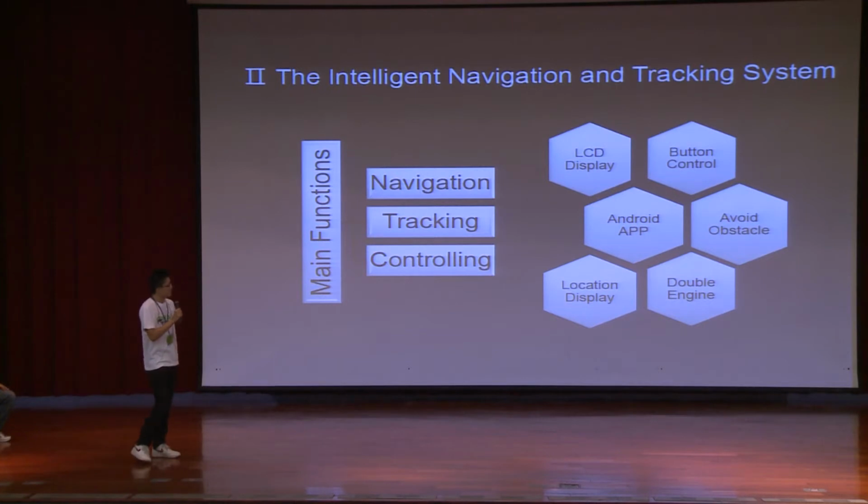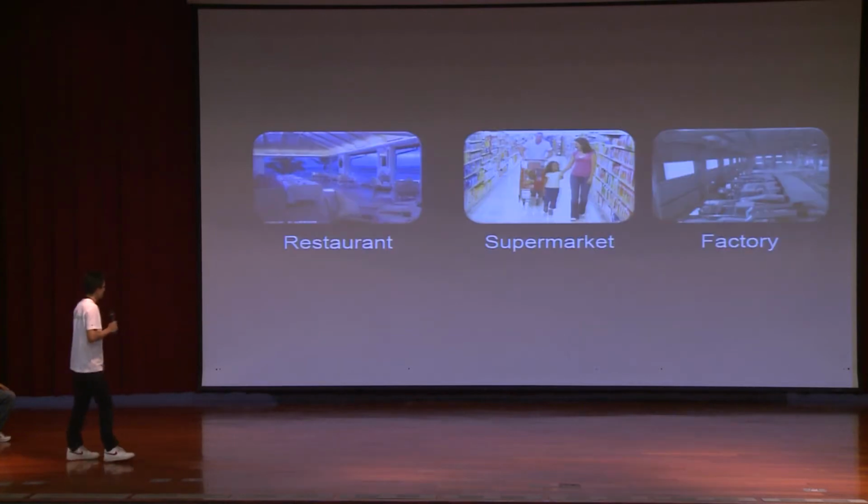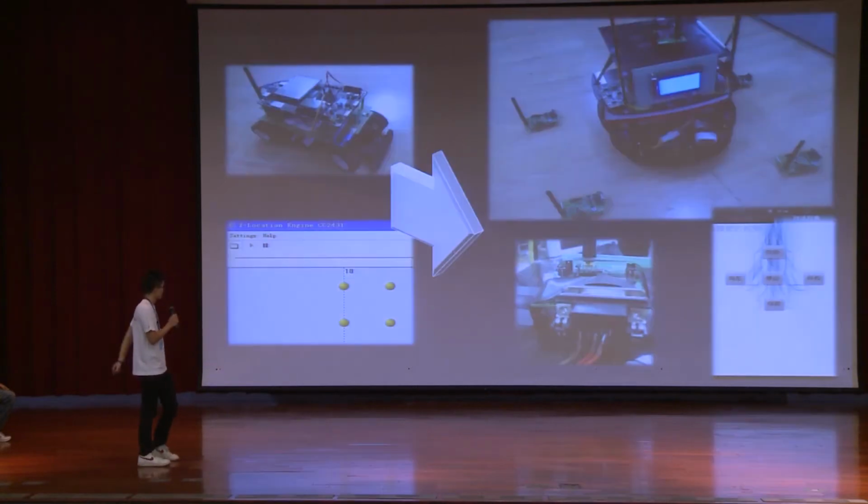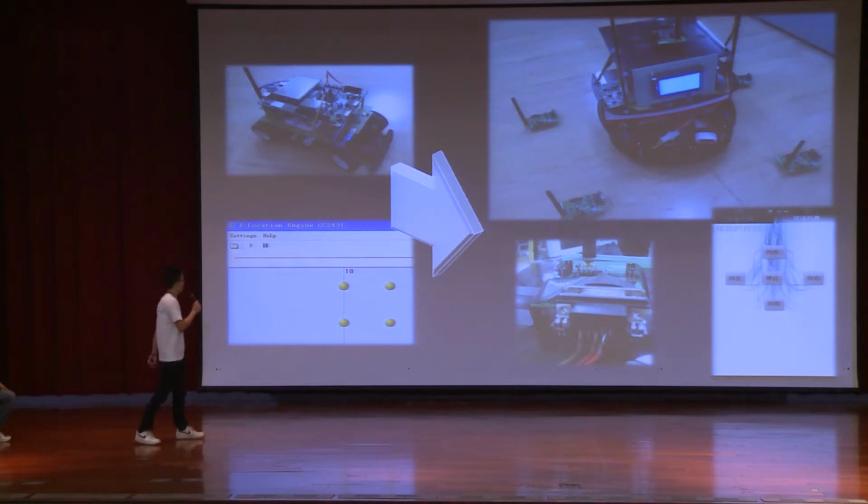And these are the other features of this project. This can be applied to restaurants, supermarkets, and factories. Actually, we have two versions of the robot, and we brought the second version, the 2.0 version, to Taipei this time.